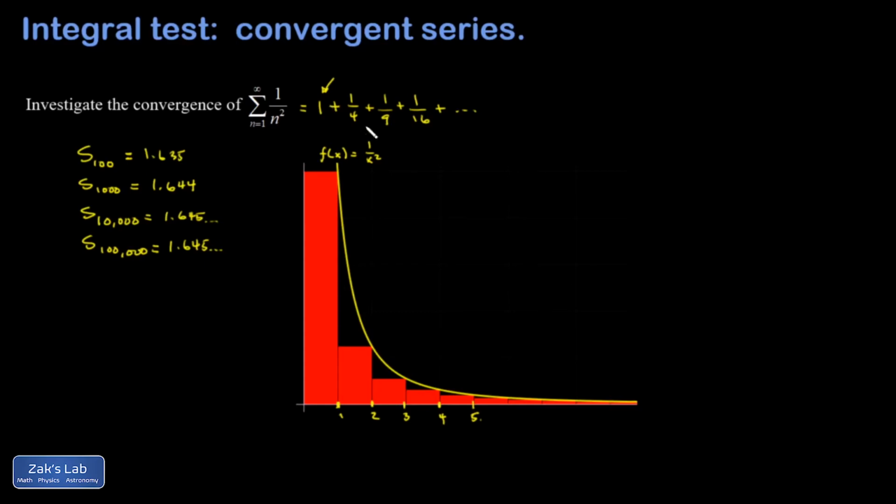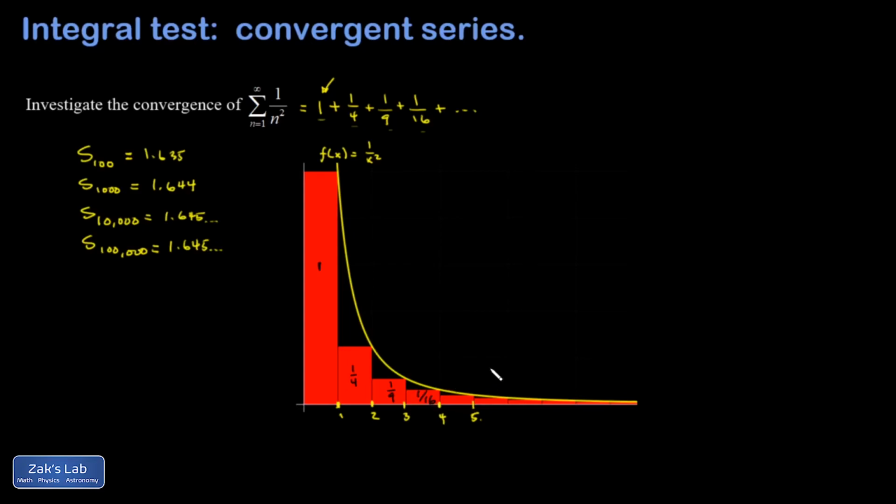The areas of these rectangles, because they have a width of 1, correspond to these terms. The first area is f of 1 multiplied by 1 for the width, so that's just 1. The second one is f of 2 multiplied by 1 for the width, that's 1/4. The third one, f of 3 times 1, and so on. It's too hard to squeeze these in here, so we'll stop at 1/16 for that one. Now we've represented our infinite series as a sum of rectangle areas.